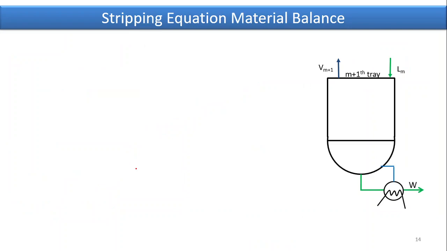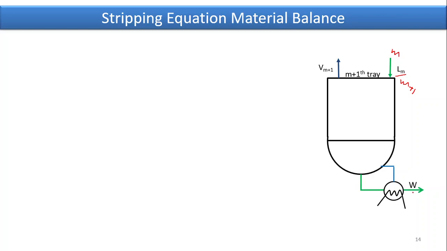Obviously the second equation is the stripping equation. We can generalize this again, with different symbols for generalization of the stripping section. That's why we have taken the m value. So this liquid coming from tray m enters tray m plus 1, because if you go down, the tray number will increase. For example, this is 6, this will be 7th, 8th, and so on. And this is the vapor leaving from the m plus 1th tray.